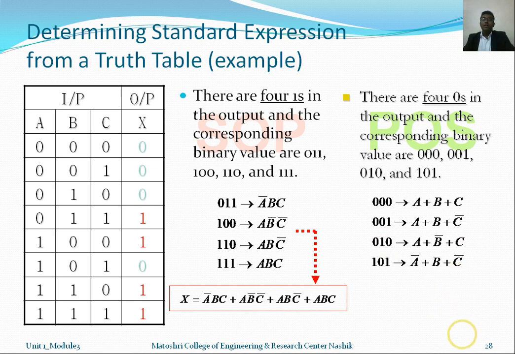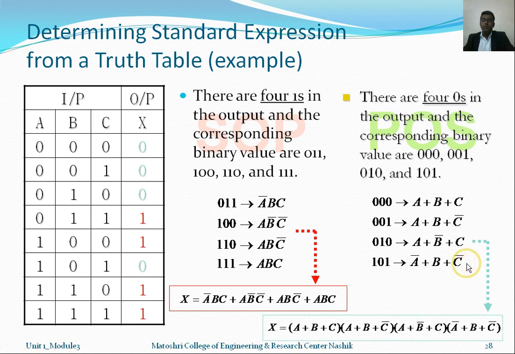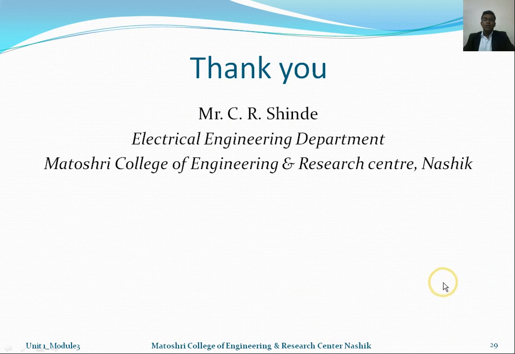Now we represent it in POS form. POS is the product of sums. These are the sum terms, and we make the product between all these four terms. So we get the X expression in POS form. This is all about POS and SOP expressions, how we can convert POS into SOP or SOP into POS, and how we can represent them as truth tables and truth tables into the various SOP and POS forms.